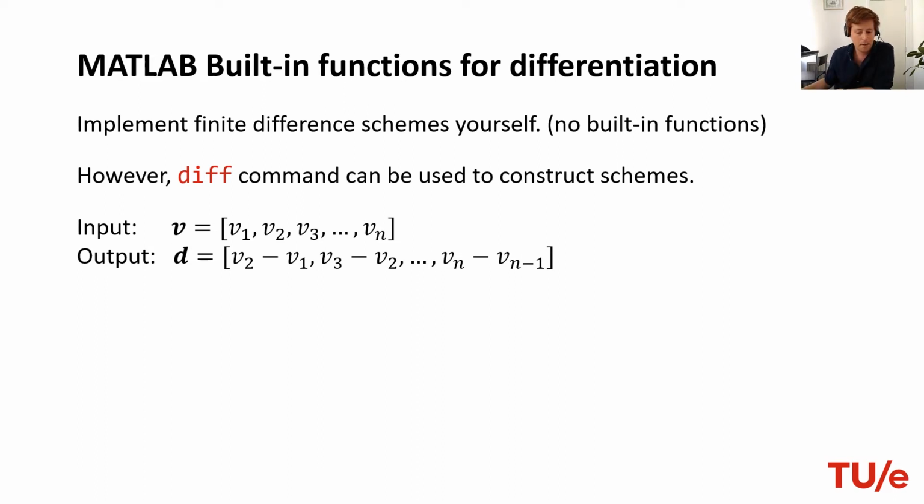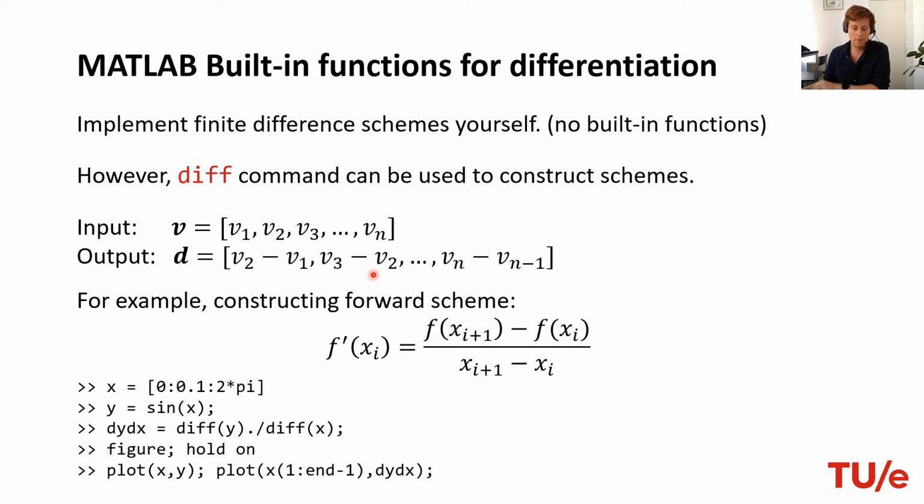It's a function. So the input that you plug in there is a vector, which consists in this case of n elements. So a vector v with elements v1, v2, v3 up until vn. And the output, what the diff function will give back to you, is the element-wise difference between adjacent elements in the vector that you have plugged in. So you can use this to construct a forward difference scheme, because you see that this differencing is something that could come in handy here.